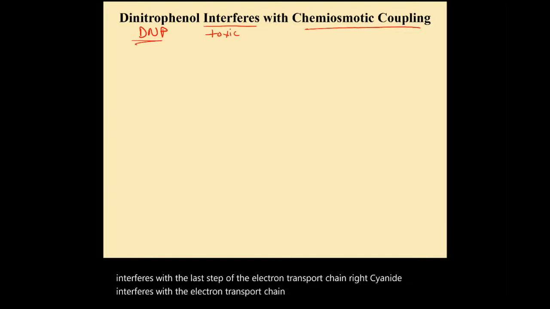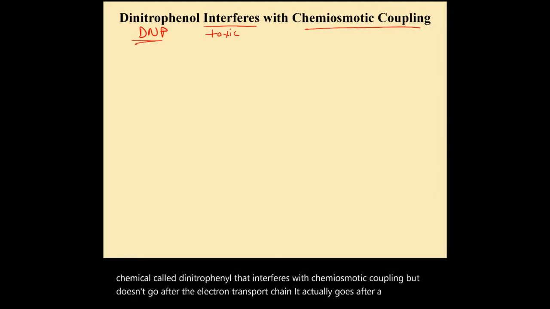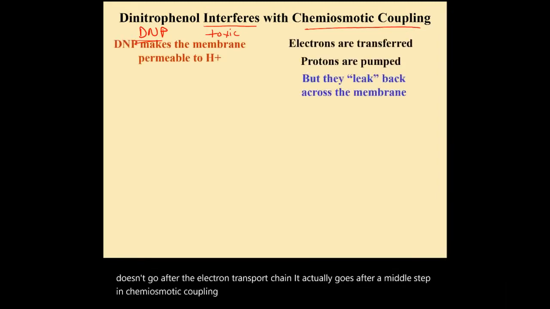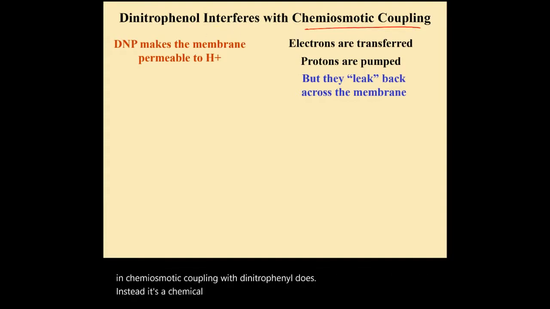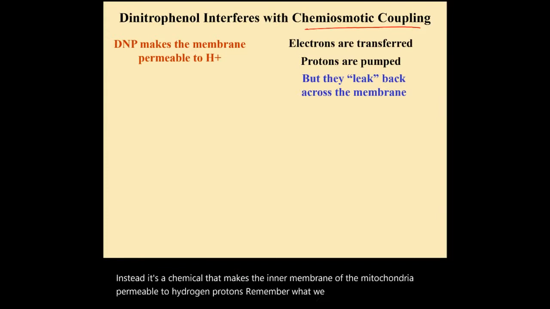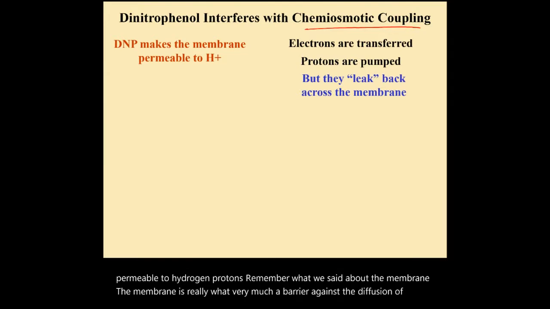And there's this other interesting chemical called dinitrophenol that interferes with chemiosmotic coupling, but doesn't go after the electron transport chain. It actually goes after a middle step in chemiosmotic coupling. What dinitrophenol does is that it's a chemical that makes the inner membrane of the mitochondria permeable to hydrogen protons. Remember what we said about the membrane? The membrane is really what? Very much a barrier against the diffusion of charged particles, even the protons.